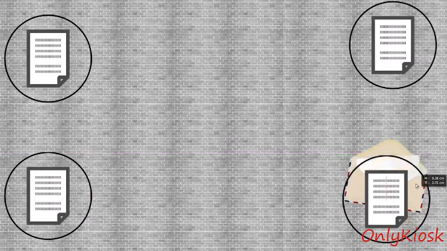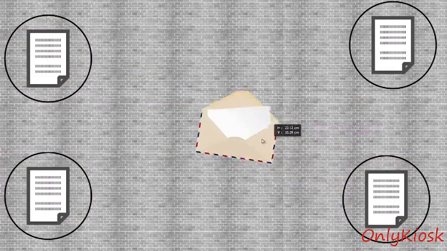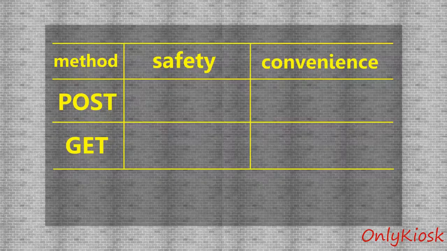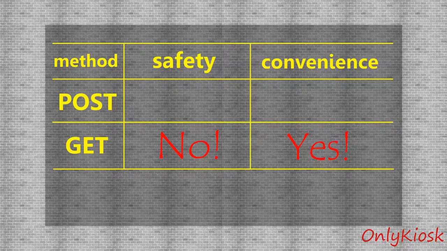A computer program is about processing data. It's impossible for you to write all your program in the same file. Therefore, data will be frequently sent among different files. There are two sending methods: post and get. Get is more convenient, but it's not safe because everyone can see what you send. Post is much safer, but it's less convenient.